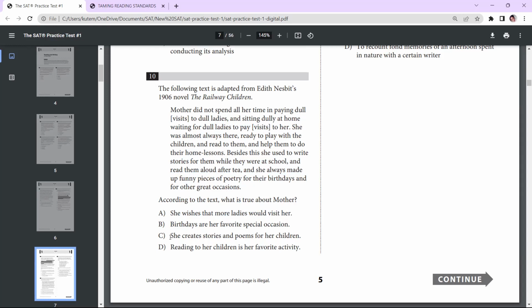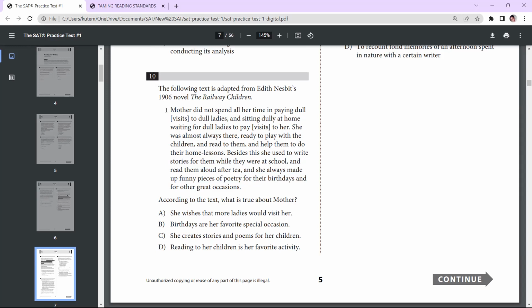So I definitely agree with C, because it doesn't make any conclusions. It just states what is stated. She creates stories which were told up here. Besides this, she used to write stories. And then she always made up funny pieces of poetry. So she definitely created stories and poems for her children.